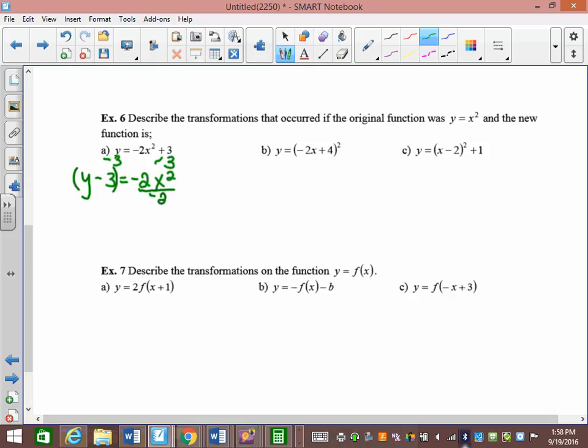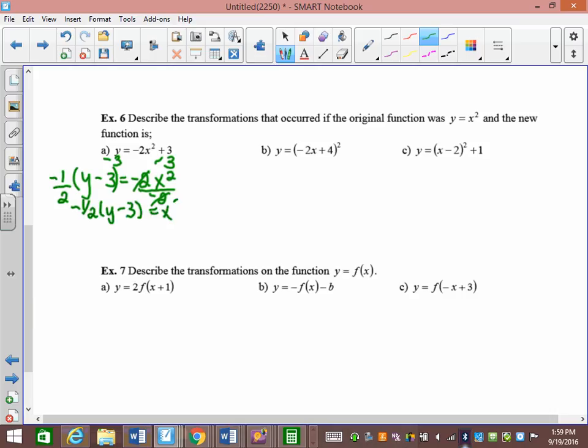Dividing by negative 2, let's put this in brackets. Dividing by negative 2 is like dividing this whole thing by negative 2, right? Or multiplying the whole thing by negative a half. So I could divide this whole side by negative 2, or I could just multiply it by negative a half. I'm going to multiply it by negative a half, because that's my stretch. So ultimately, my equation is negative a half (y minus 3) equals x squared.